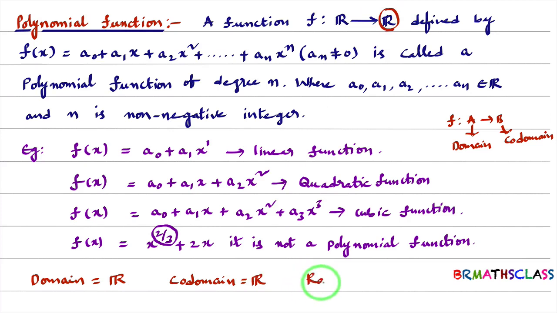And what about the range of a polynomial function? For different real x values, f of x will give you different real numbers. So the range of a polynomial function is all real numbers.